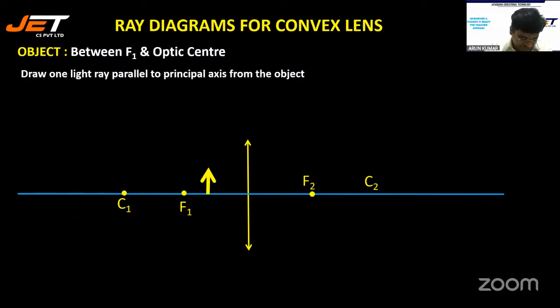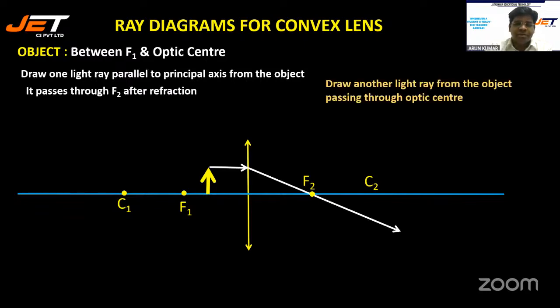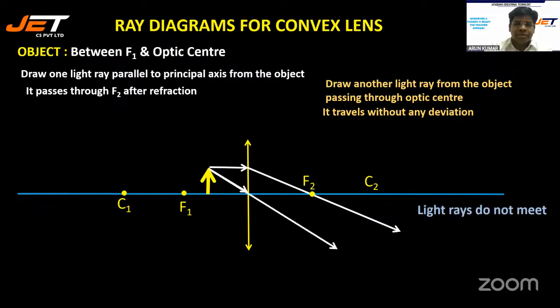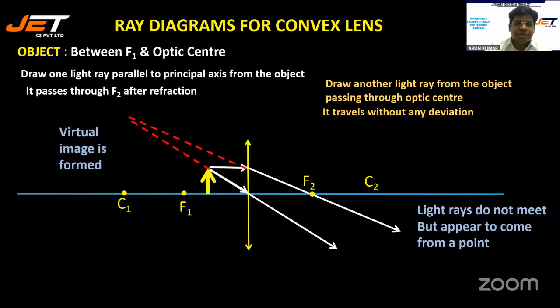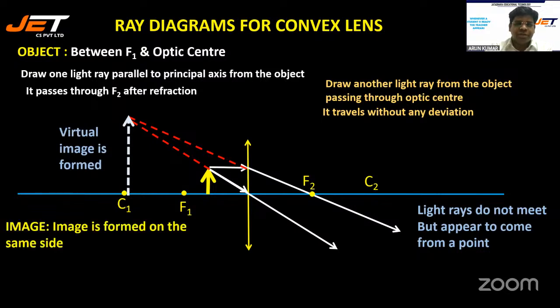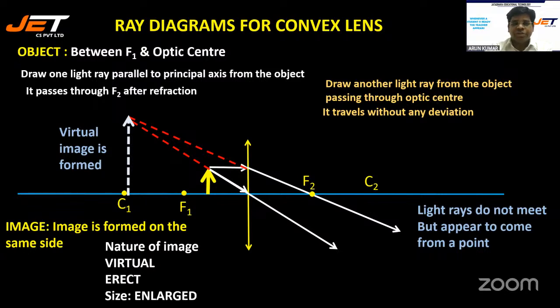Yes, Pranay, Nagalakshmi, Satya, brilliant, at infinity. Through optic center, when I extend these rays backward, they appear to meet at this point. Virtual image is formed, which is shown with the dotted arrow there. It's on the same side. Nature of the image is real. Sorry, very sorry. Nature of the image is virtual, erect, and enlarged.